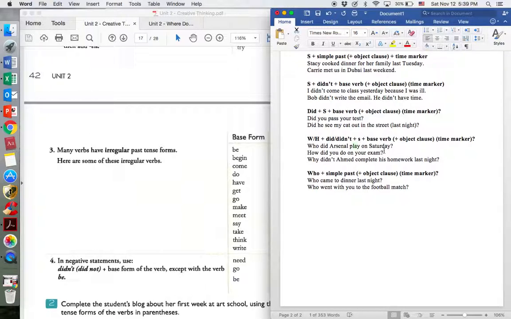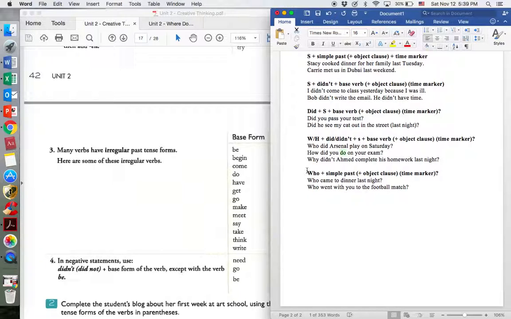How did you do on your exam? How did you do on your exam yesterday? Right? Question word for information. Past tense is here. You is our subject. Do, that's our base verb. And then on your exam is our object clause. Why didn't Ahmed complete his homework last night?